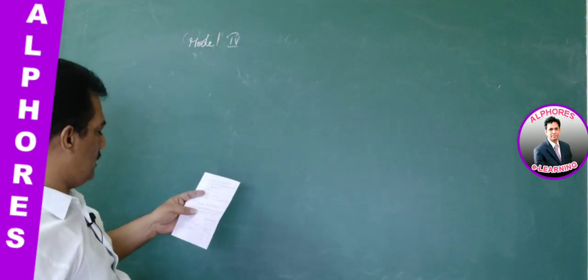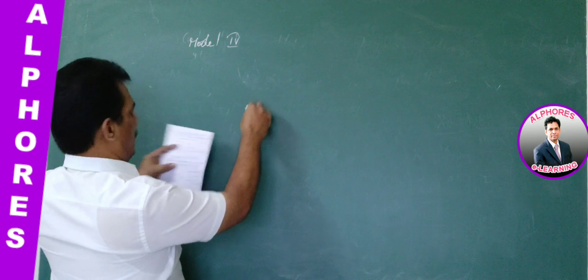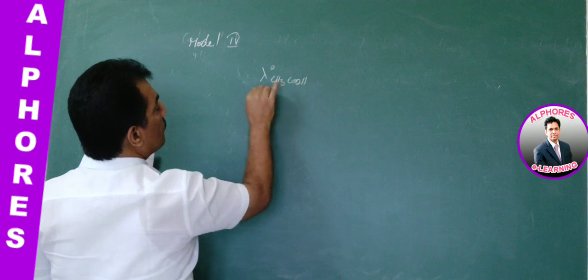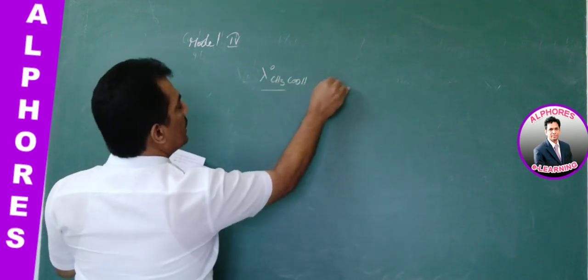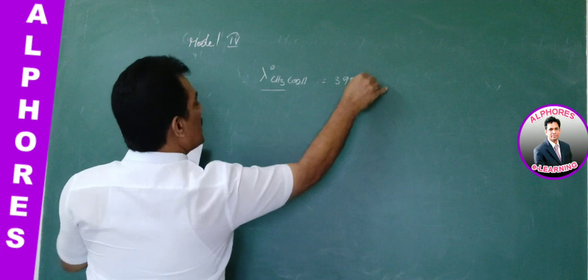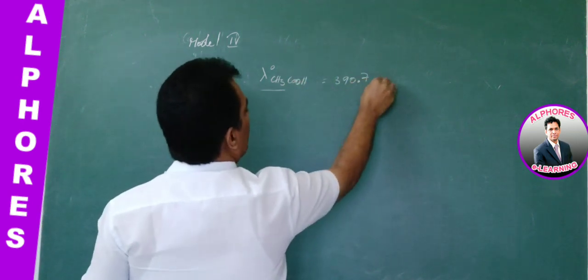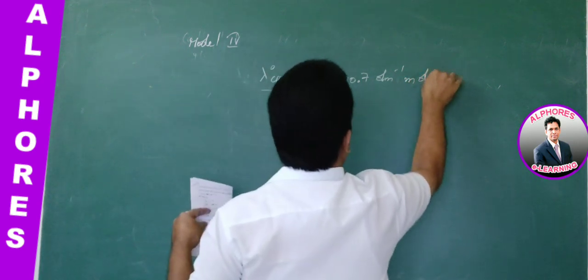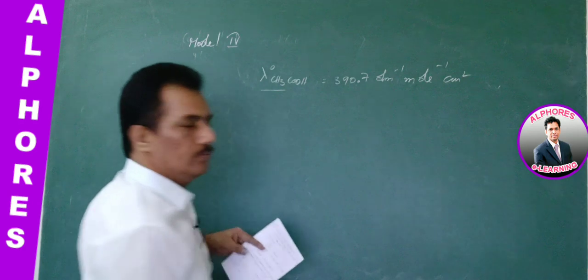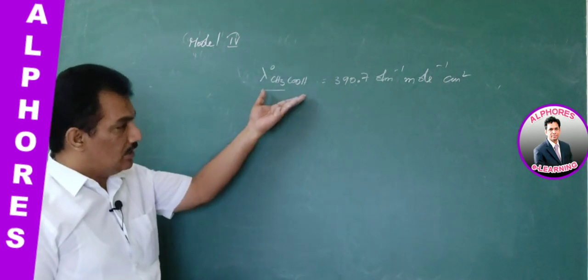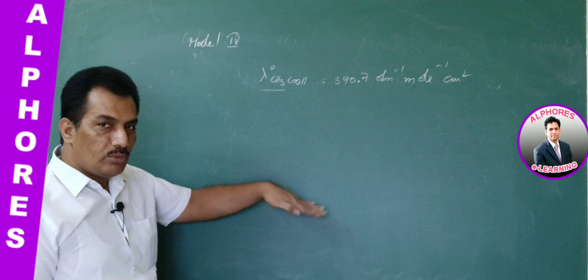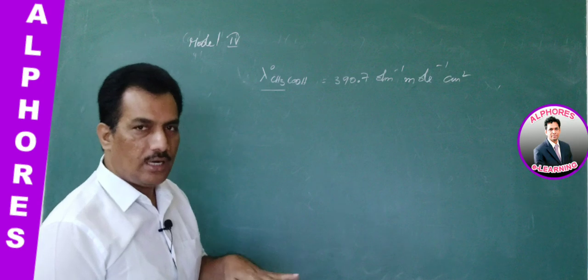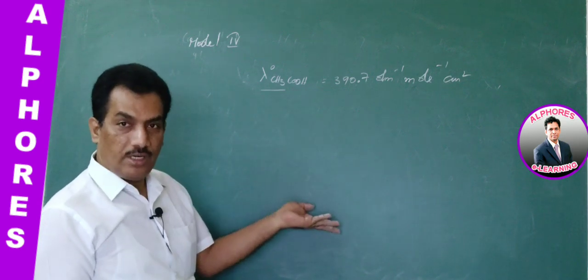Here what they are providing is lambda naught of acetic acid, that is the conductance of acetic acid at infinite dilution, given as 390.7 ohm inverse mole inverse centimeter square. That is, they are giving the conductance at infinite dilution. Up to the previous numericals, what they provided was conductance at a particular dilution, but directly they are giving it at infinite dilution.